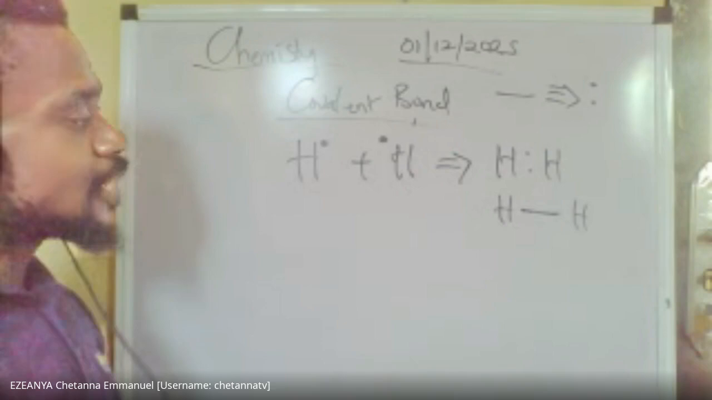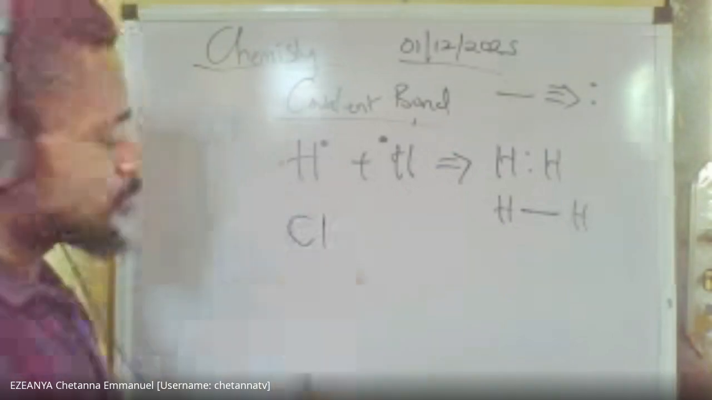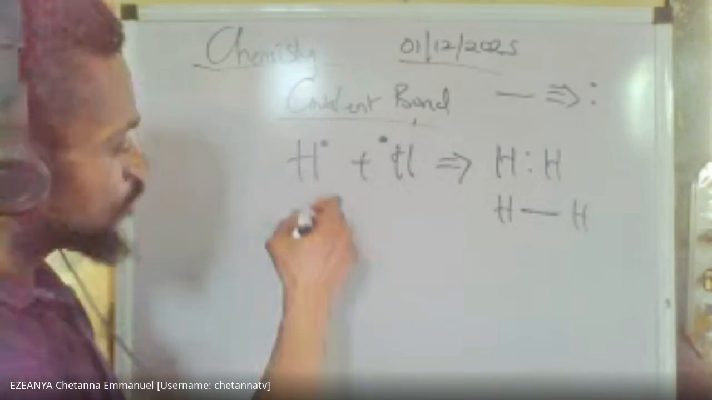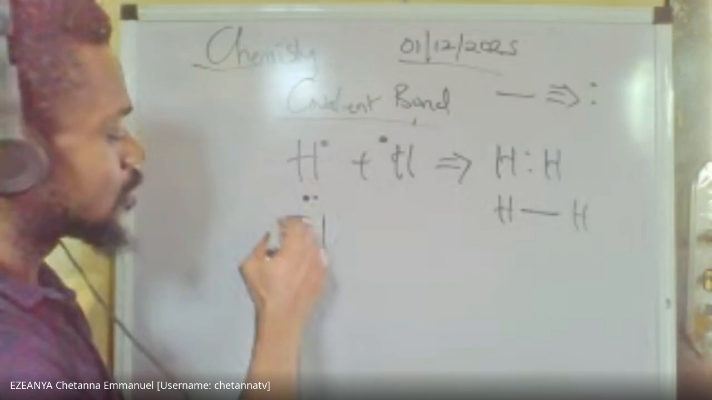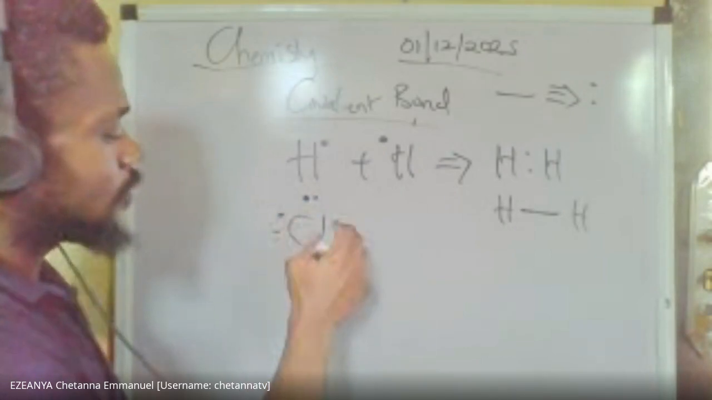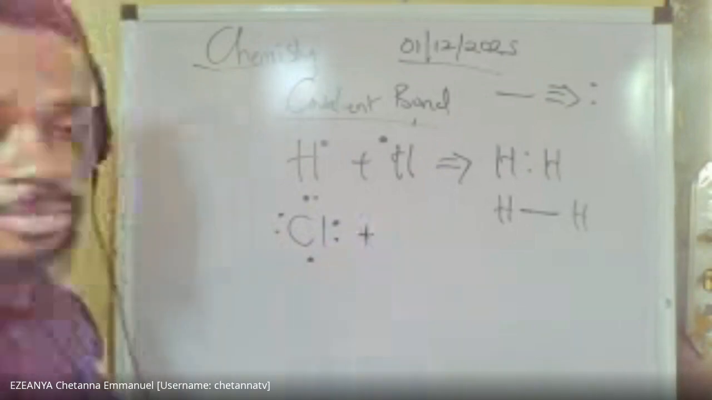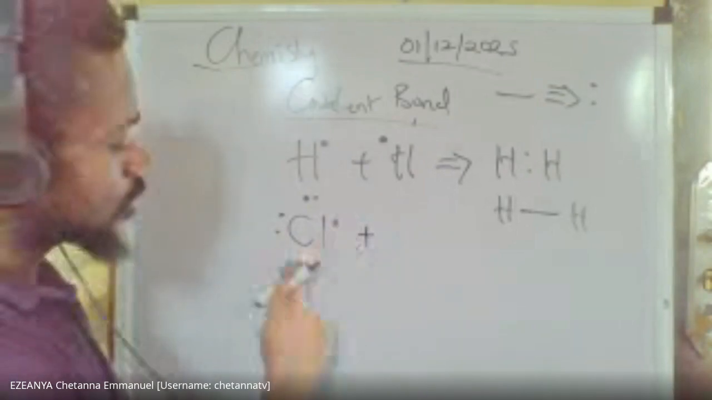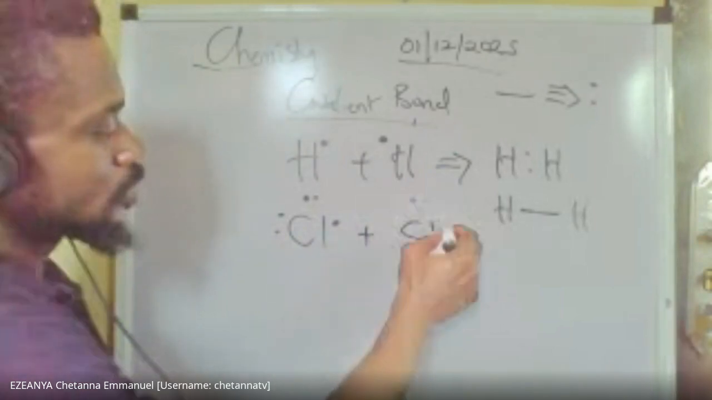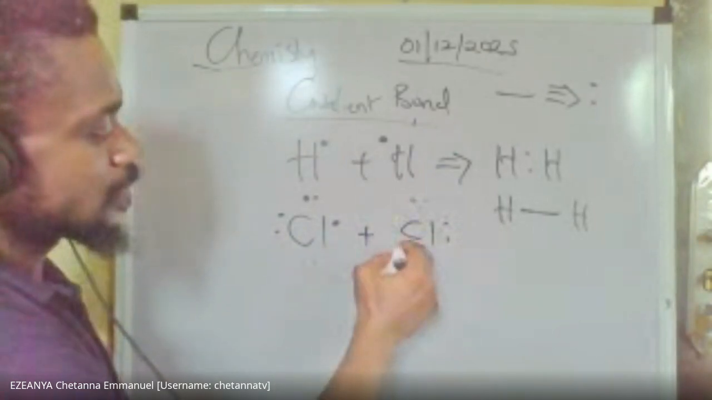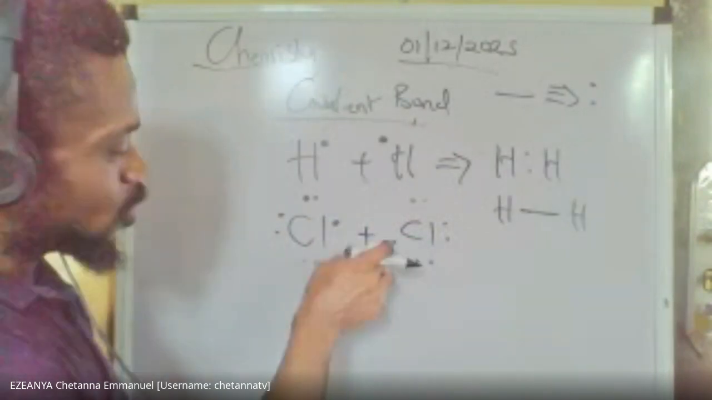Now let's look at chlorine. You see something like this. Chlorine atom. We have 7 in the outermost shell: 1, 2, 3, 4, 5, 6, 7. Then another chlorine atom. This one should be here because this is where the bonding will take place. Another chlorine atom, we have 1, 2, 3, 4, 5, 6, 7. See what will happen. This and this will come together. We have something like this.